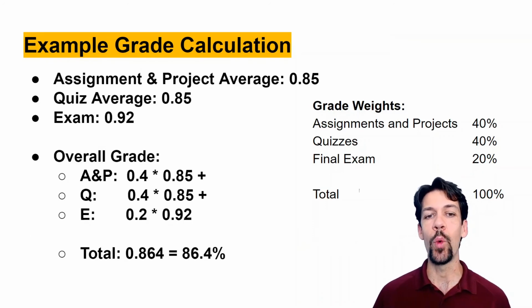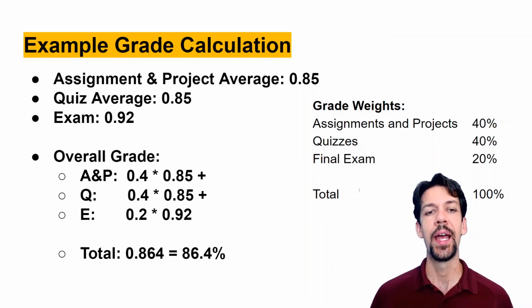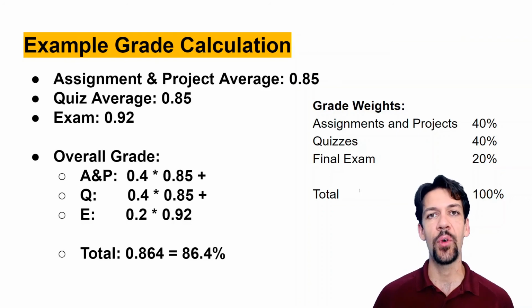Now we take the weighted average of these categories, and the weighting is given by the grade weights. So we take 40%, which is 0.4, multiplied by the assignment and projects overall average, which is 0.85, added to the quiz weighted total and the exam weighted total, which gives us overall 0.864 or 86.4%.